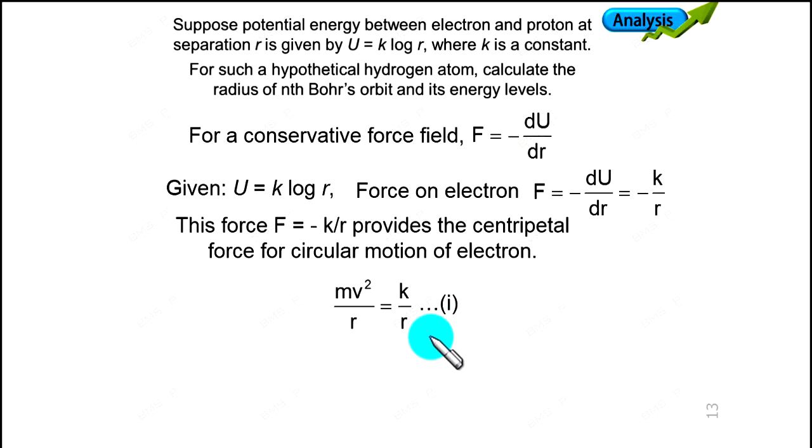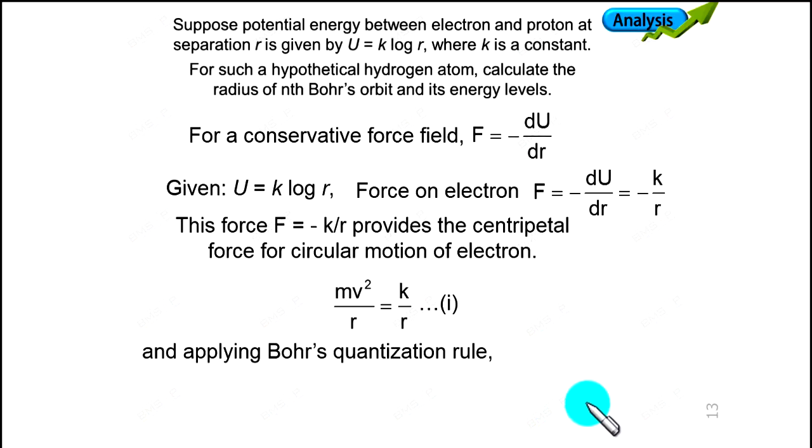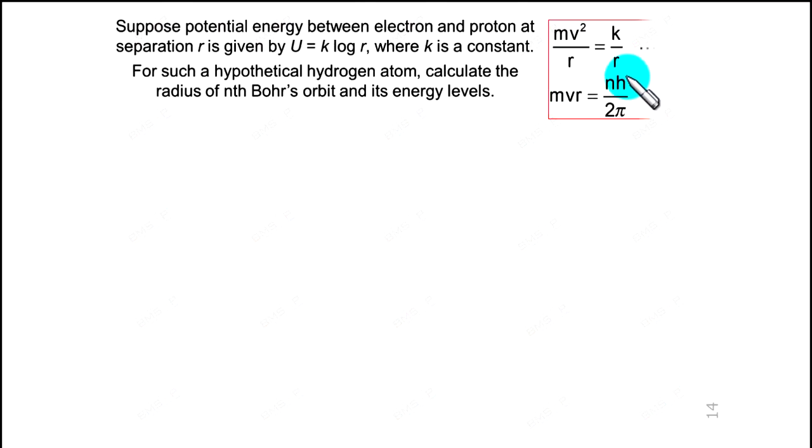Now, let us move to the second rule of Bohr's quantization theory, or Bohr's atomic theory. We know the angular momentum of the orbiting electron is given by mvr equal to nh divided by 2 pi, right. Let us call this equation number 2. Let us write equation number 1 and equation number 2 on the next page.